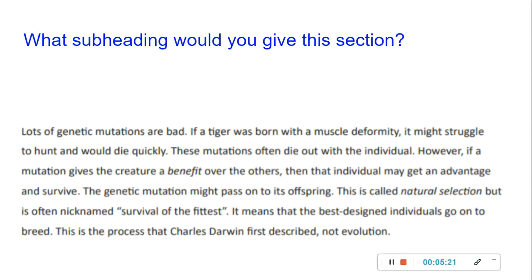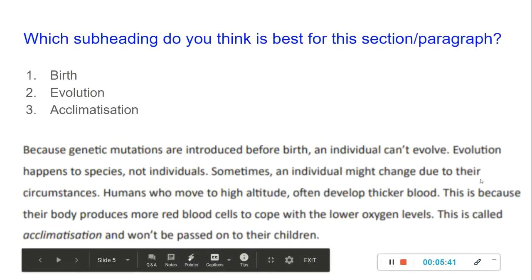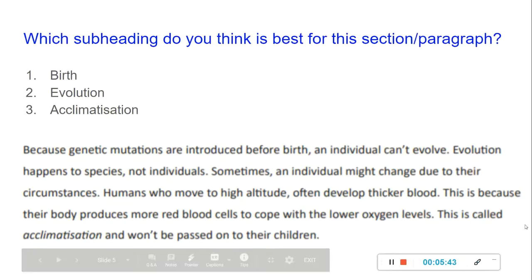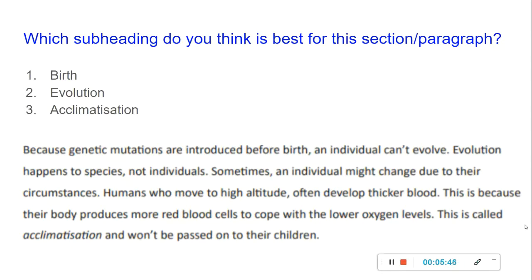See if you can spot what the whole paragraph is about. And that's usually the subheading that you would give it if you were going to give it a subheading. The subject of the paragraph. For me, I would say something like genetic mutation, or I might go for natural selection. Now I'm going to give you a choice on this one. I'm not going to tell you what you should put, but which subheading do you think is best for this section or paragraph? I'm going to need to read it first.